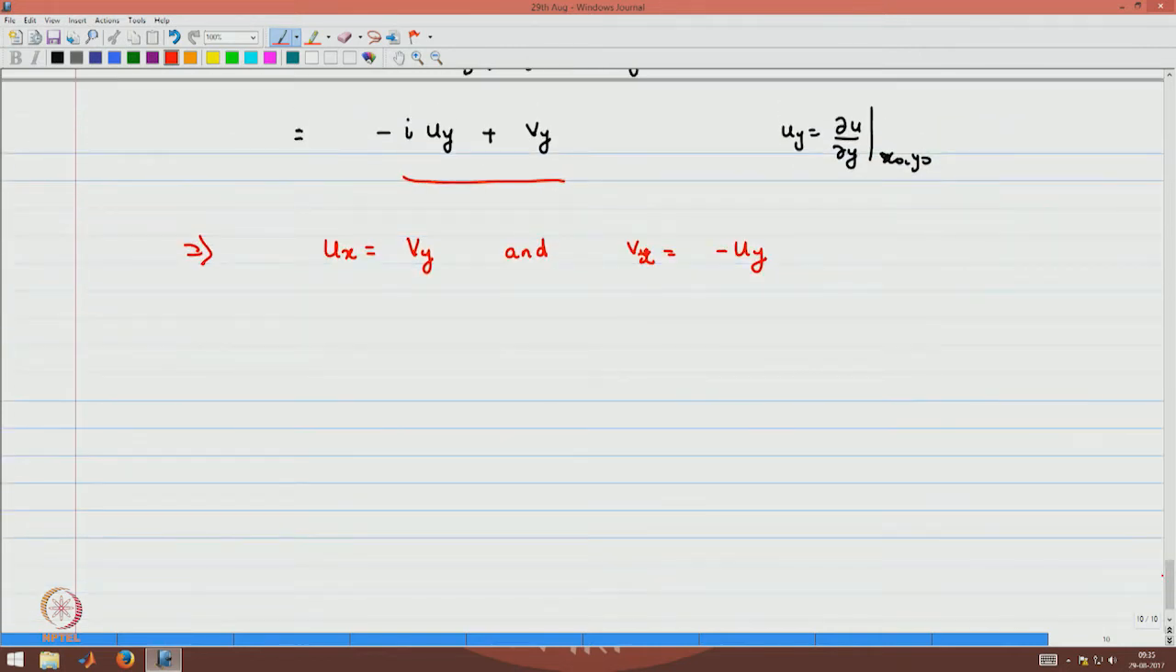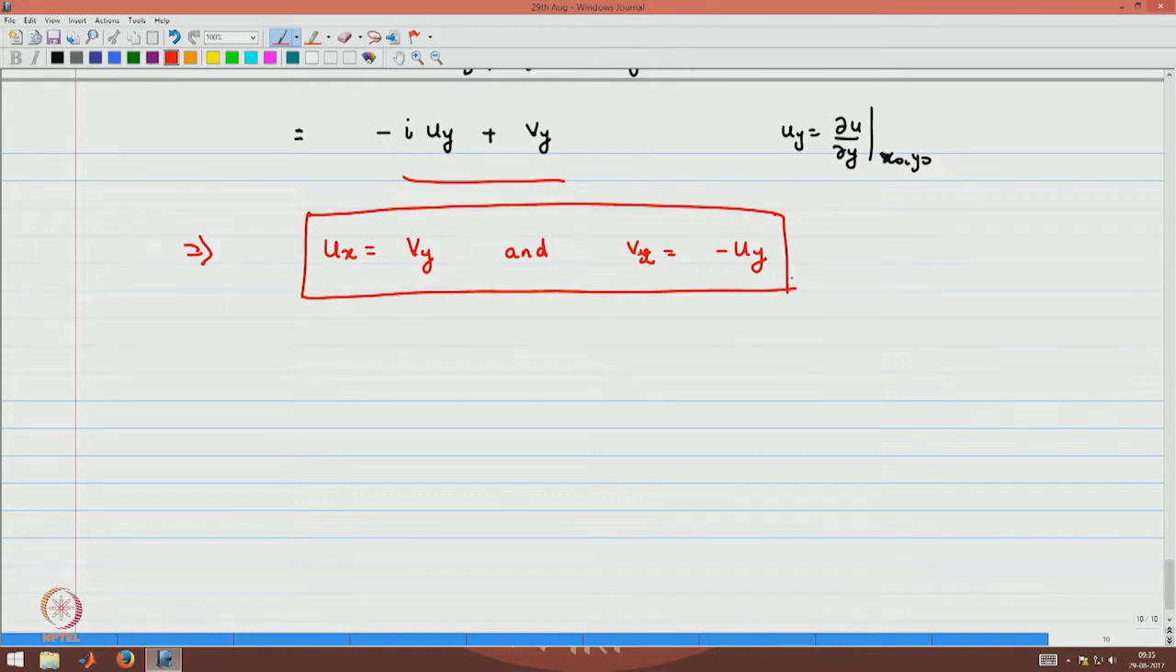Okay. So, these are conditions that are necessary in order for the derivative to be defined. So, if you want to have a derivative of f of z, these are necessary conditions for f prime of z to be defined at any point z 0. Okay. These conditions are called the Cauchy Riemann equations.